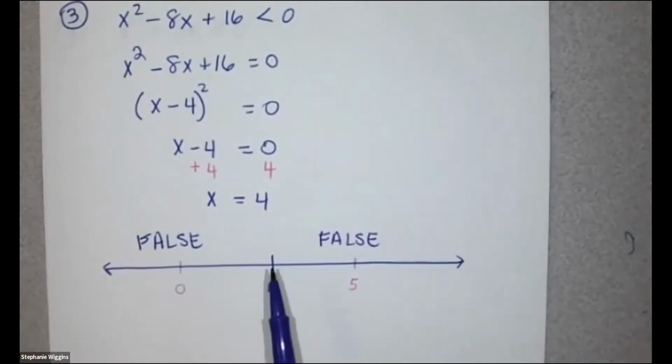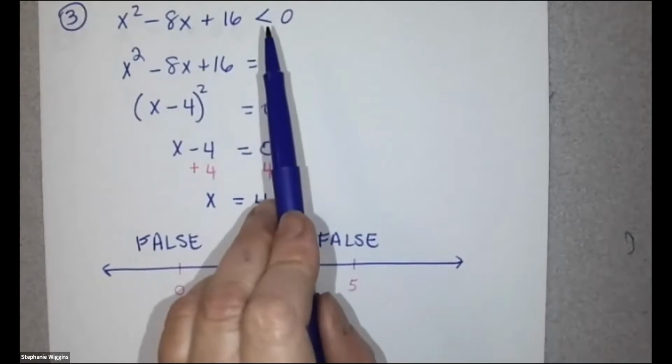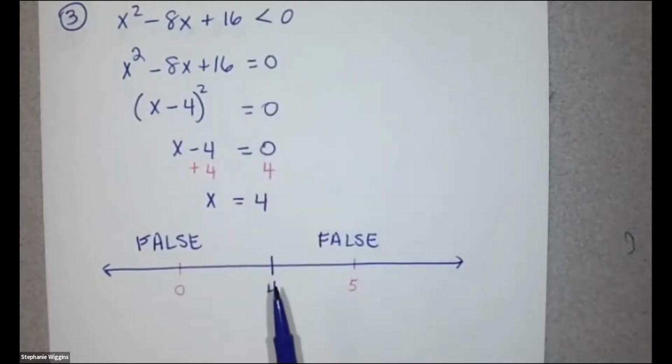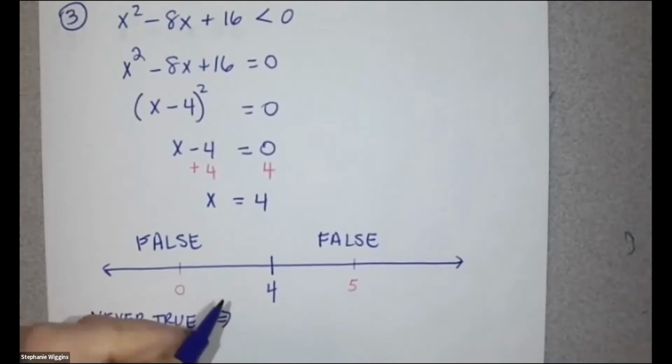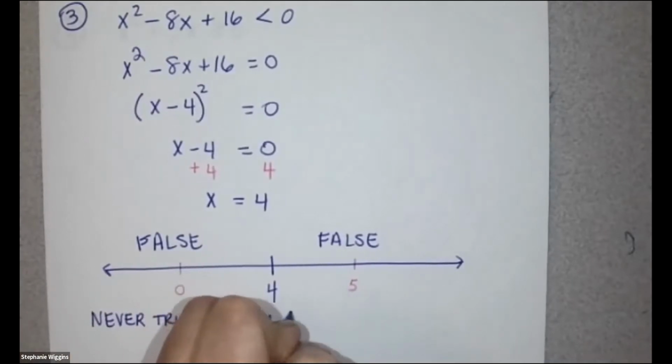And the function itself is equal to 0 at 4 because that's the zero. Well, we don't care if it's equal to 0. We want to know when it is less than 0. So we're not going to include 4 in our answer. And in fact, it's never true. So the solution set is the empty set.